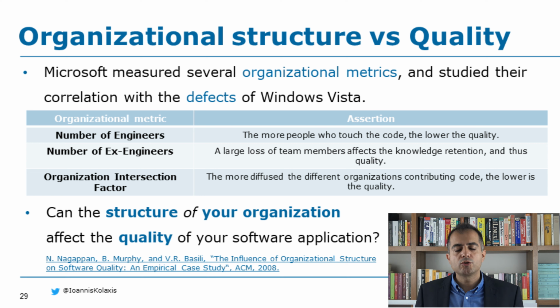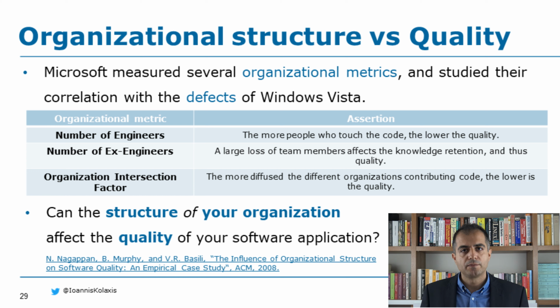Similarly, they talked about the organization intersection factor. So if we have a development team located in America, working on a software application, making changes, when they go to sleep, another team takes over in Europe. They also make changes to the same code. And when they go to sleep, another development team in Asia takes over and again performs changes in the same code base.